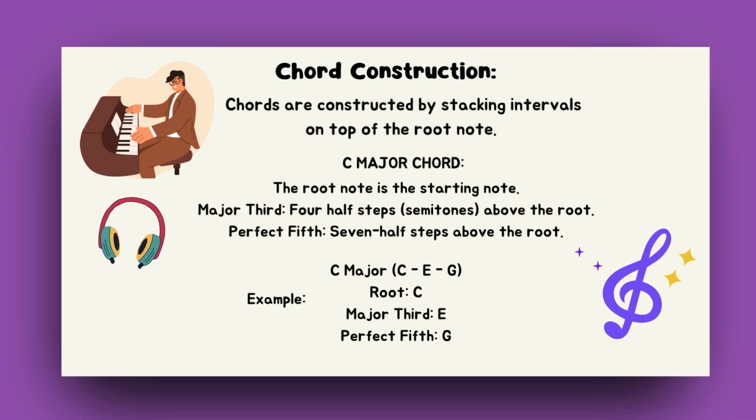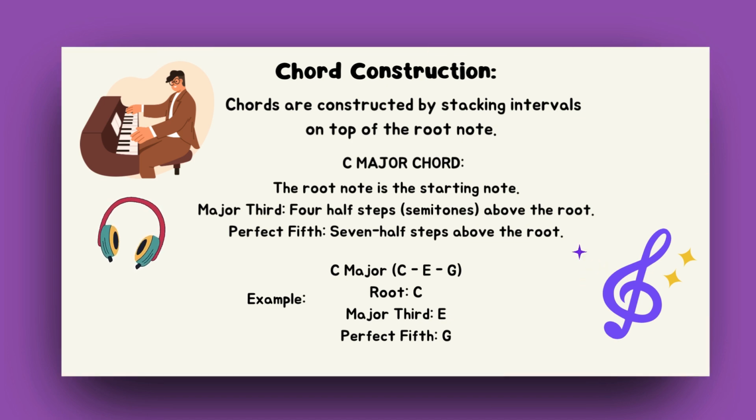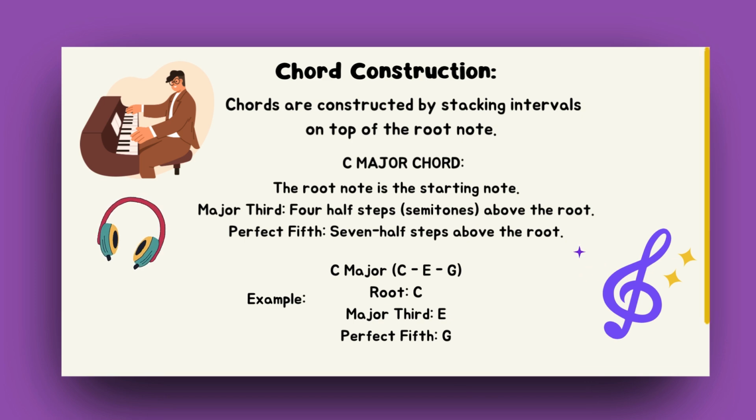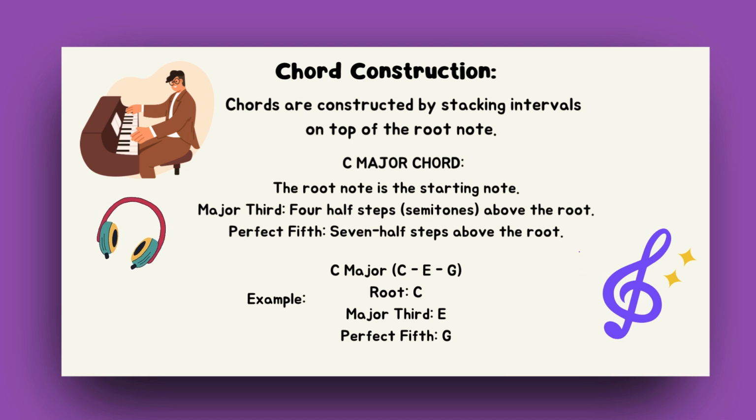C major chord. The root note is the starting note. Major third: 4 half steps above the root. Perfect fifth: 7 half steps above the root. Example: C major is a combination of C, E, and G notes. Root note is C. Major third note is E. Perfect fifth note is G.